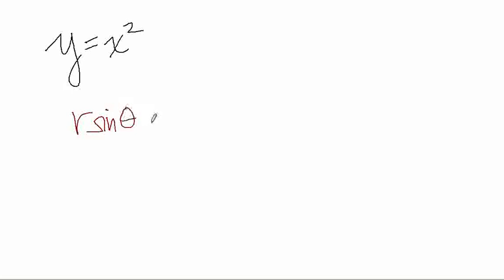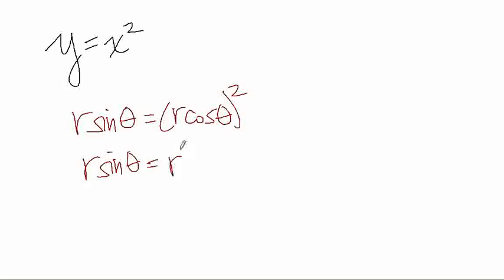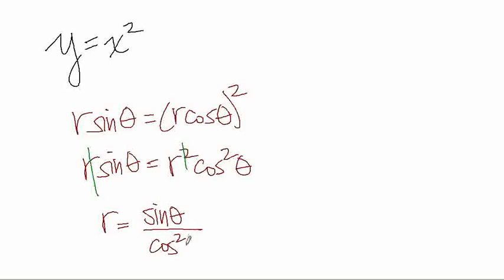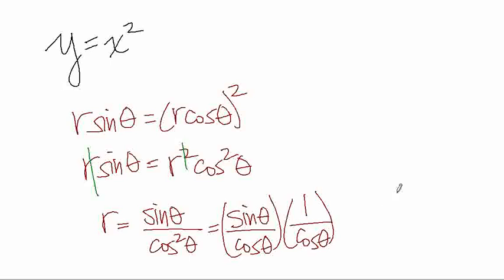So y is equal to r sine theta. X is equal to r cosine theta. So I'll use those for the necessary substitutions. Now I have r sine theta equals r squared cosine squared theta. I can divide both sides by r, and let me divide by cosine squared theta. So I have r is equal to sine theta over cosine squared theta. If you like, you can write that as sine theta over cosine theta multiplied by 1 over cosine theta. So probably the nicest that I can present the answer is r is equal to the secant of theta multiplied by the tangent of theta.